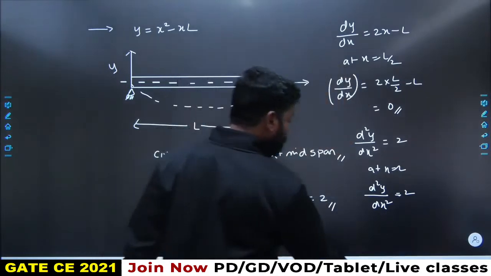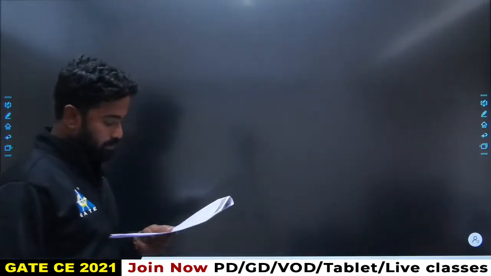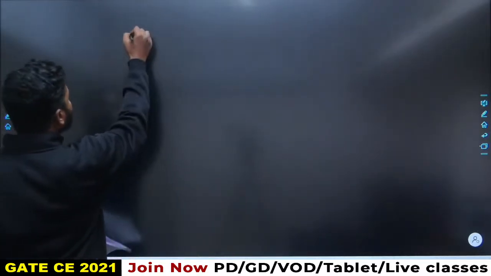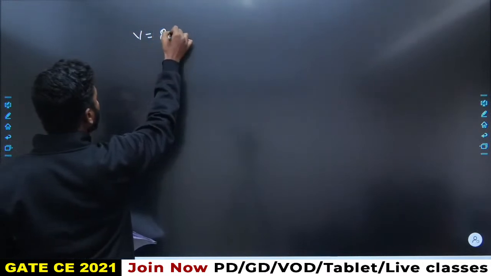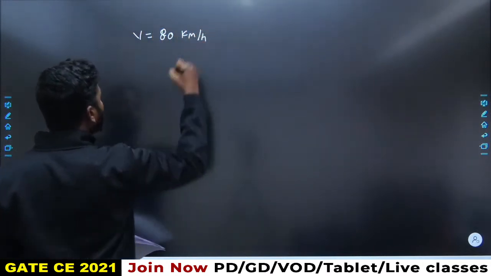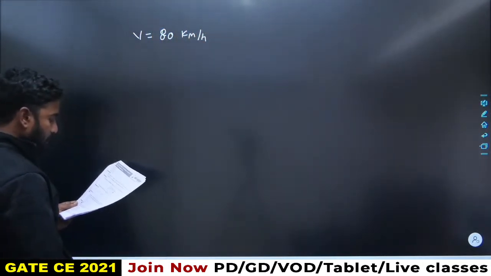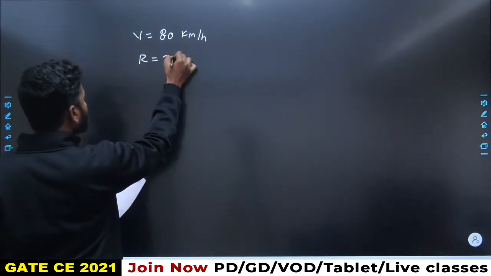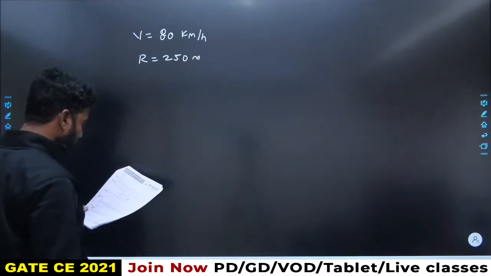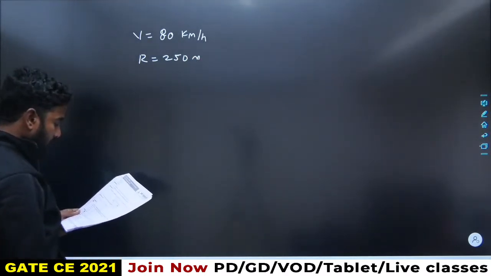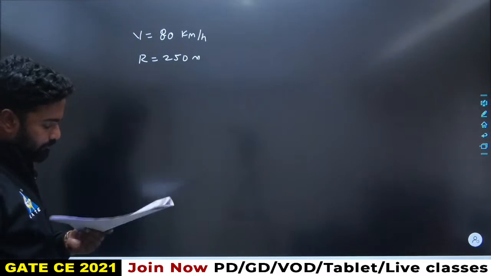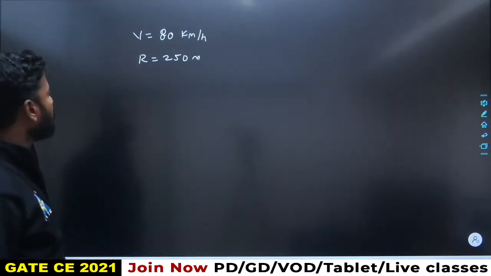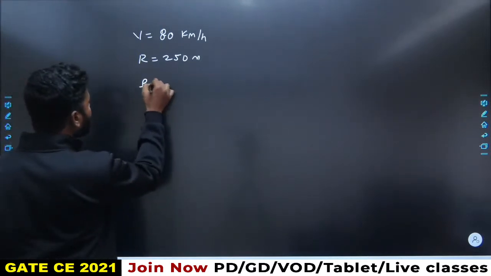Next question: a highway designed for 80 kilometers per hour speed has a horizontal curve section with radius equal to 250 meters. If the design lateral friction is fully developed, what is the super elevation required? He is saying lateral friction is fully developed.